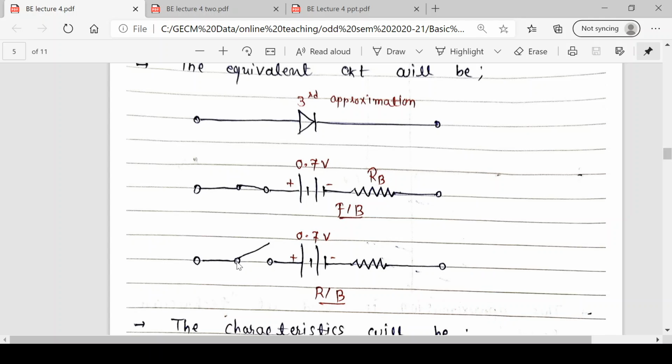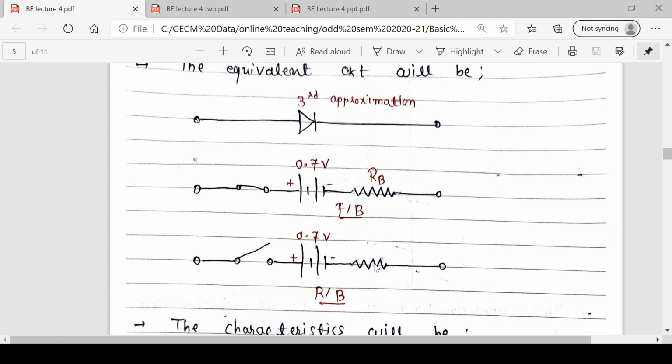And if I reverse bias, it works as an open switch in series with barrier potential of 0.7 volt and in series with bulk resistance. So in reverse bias, as you know, the diode has much higher resistance. So in that case, if bulk resistance and reverse bias resistance differ by at least 100 times, then you can neglect RB, the bulk resistance.